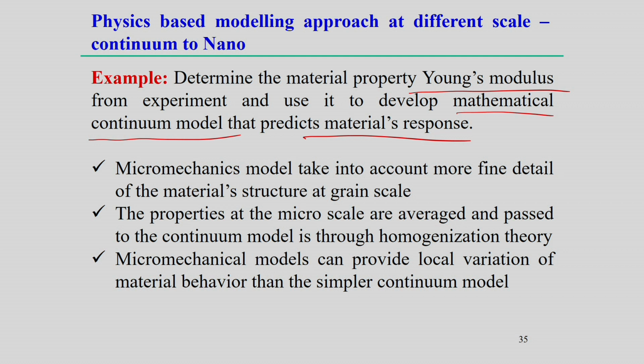So, if we change the scale, we need to refine the experiment to get the information. When you look into the continuum model, some information from the micromechanics models can be incorporated, with more detail from the material structure at the grain scale. At the grain scale, what is the material structure? We can look into the micromechanics available at the grain scale, and that information can be supplied to the model for development at the continuum scale or the micro scale.